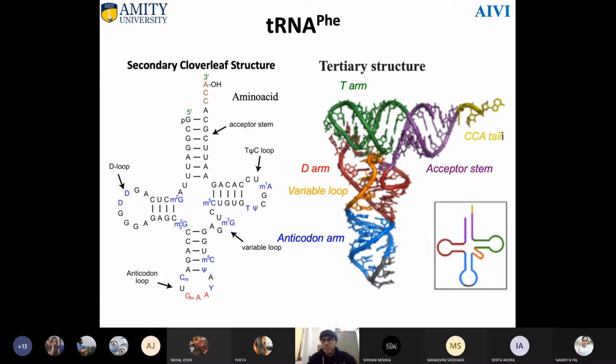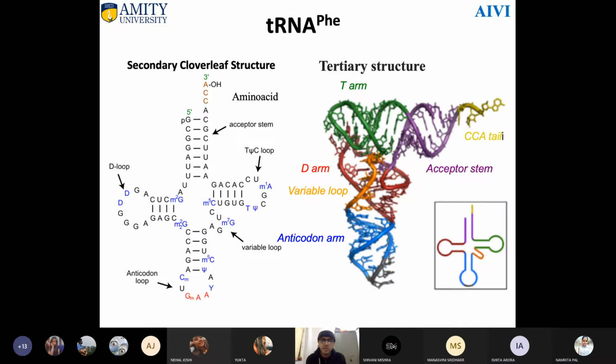Generally we describe two types of structures: the primary structure, which is linear, and the secondary structure, where secondary pairing takes place, and then the tertiary structure. In principle, the tertiary structure is what occurs in normal cells. But to understand its structural features, we describe the secondary structure too, so that we can understand what different arms are there and how different pairings occur. Later, this secondary structure turns into the tertiary structure.